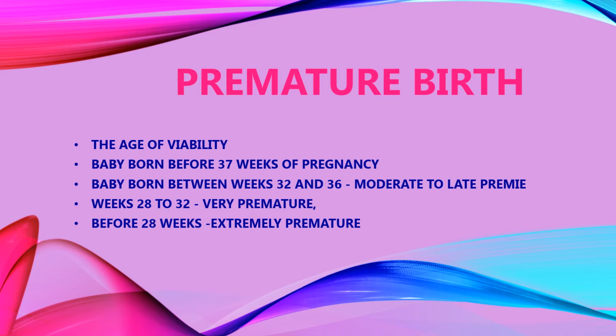So even in premature birth, there are stages. A baby born before the 37th week is a premature baby. A baby born between 32 and 36 weeks is moderate to late premature. From 28 to 32, it's very premature. And if the baby is born before the 28th week, then it is extremely premature.